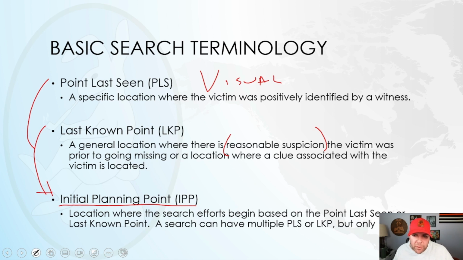You know, they said that they were going to go hiking here at this trailhead, or we located their vehicle, or they signed a trail log. We don't have anything verifiable that specifically says that they were for sure there, or this is the last place that they were. But we have enough evidence to start our search efforts. A search can have multiple points last seen or last known points, but there's only one initial planning point. There's only one place where we can start this search.